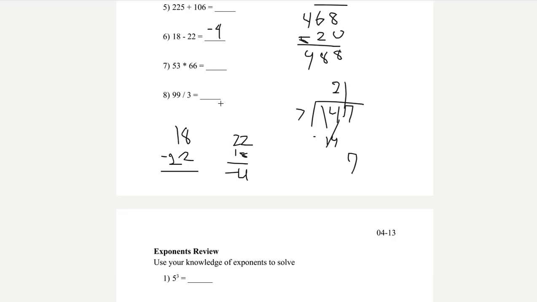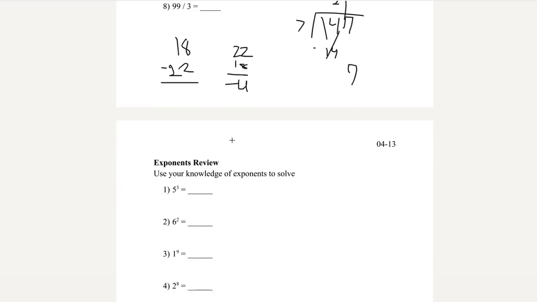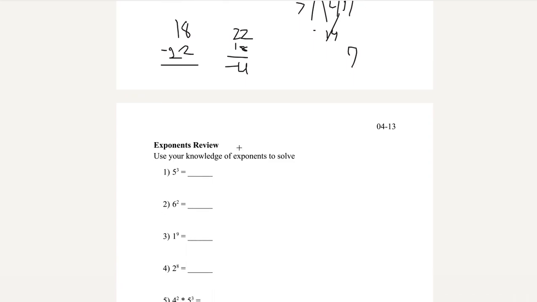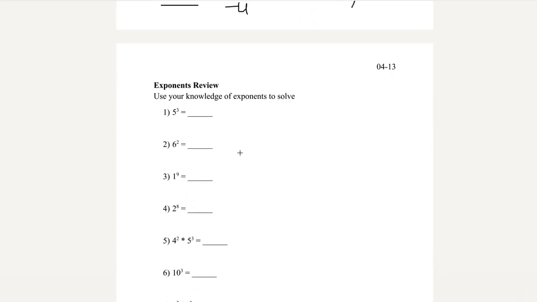Now we're going to go on to our exponents review. So what exponents are, basically, we reviewed, is that they're multiplications of the same number over and over again. So let's look at number 1. We have 5 to the third power, or 5 cubed, which is basically 5 times 5 times 5. And let's solve it out. 5 times 5 is 25, and then times 5 again should be 125.